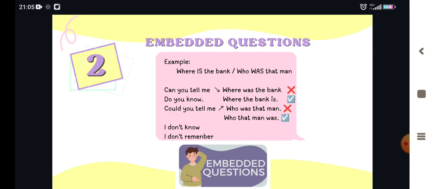Then another use of embedded questions could be changing from direct to indirect speech. In an inverted question, what did you do yesterday? In embedded form, to change from direct to indirect speech, it could be she asked me what I did yesterday. So these are the common uses of embedded questions.